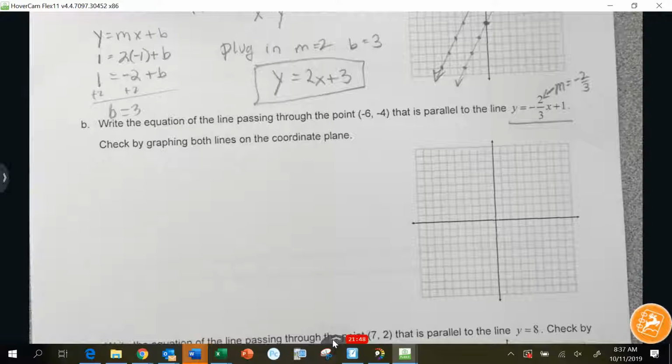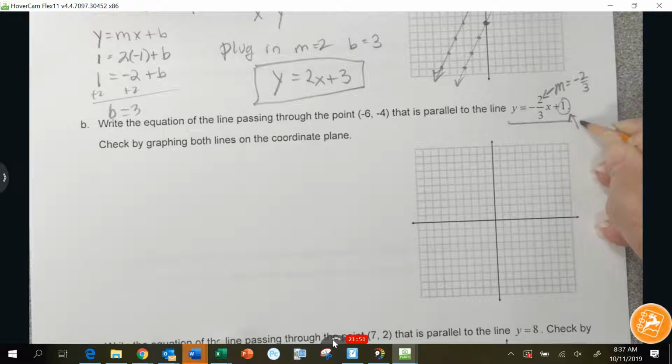It's the negative 2/3. What is our y-intercept? 0, 1.